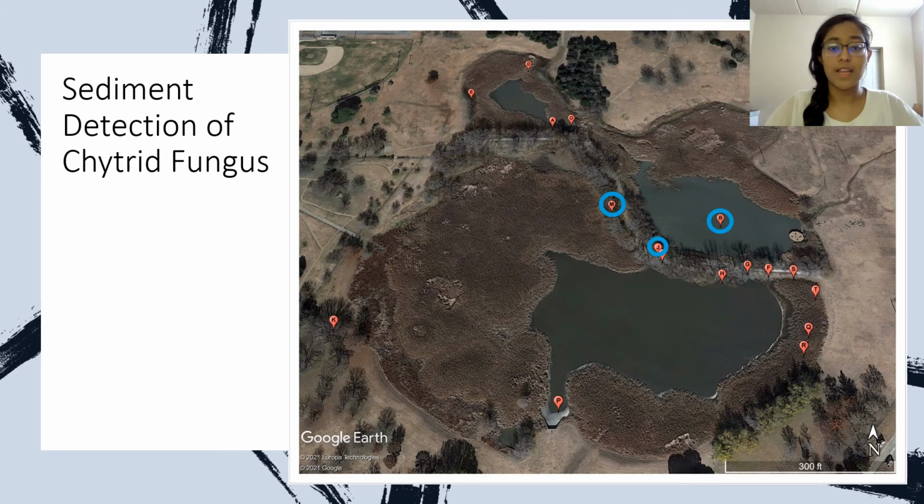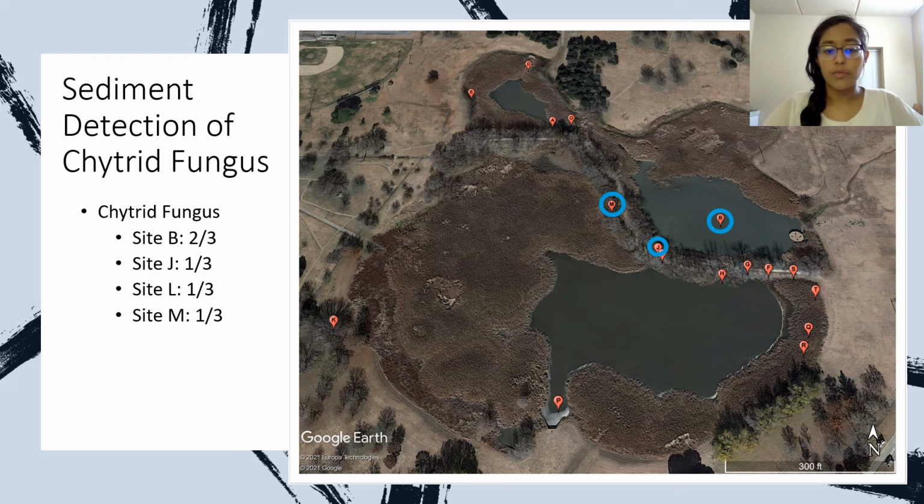Lastly, we can look at the sediment extraction method, and for this method, it's important to note that there were only 3 replicates instead of 6 like the previous 2 methods. However, for chytrid fungus, there was at least 1 positive detection out of the 3 replicates. Since the project is still ongoing, we have not yet been able to run a PCR to determine if ranavirus was present through the use of the sediment collection method. This is something we will be working on in the future.